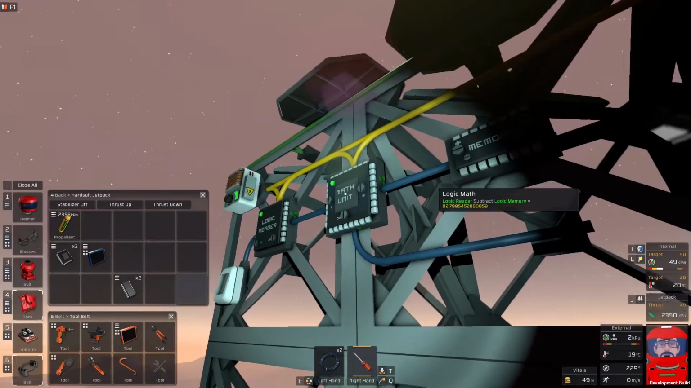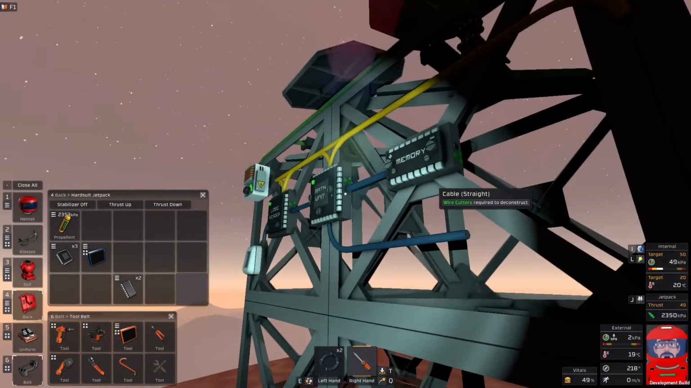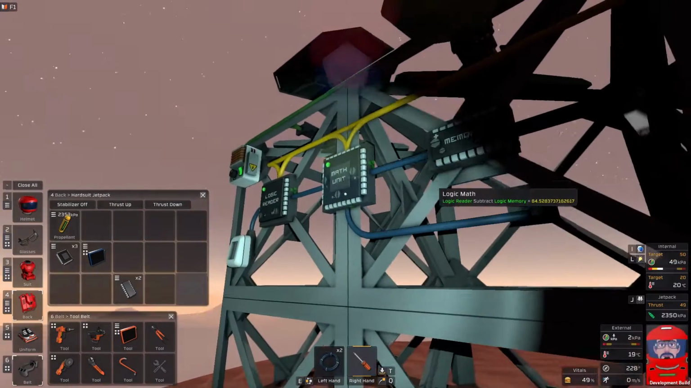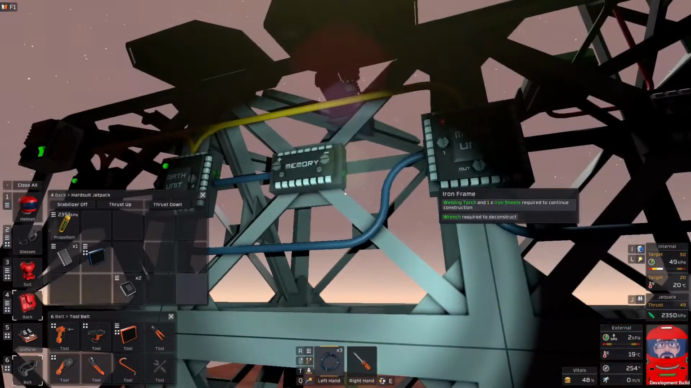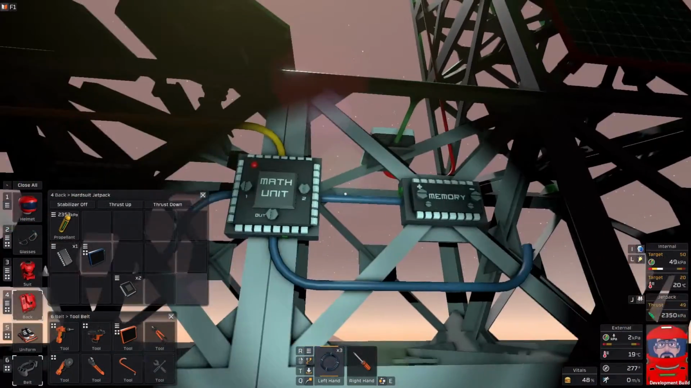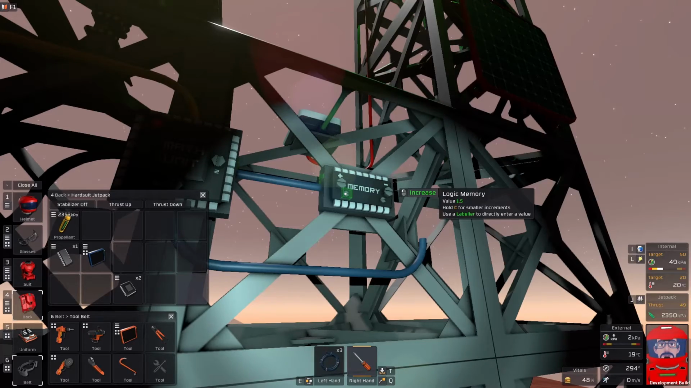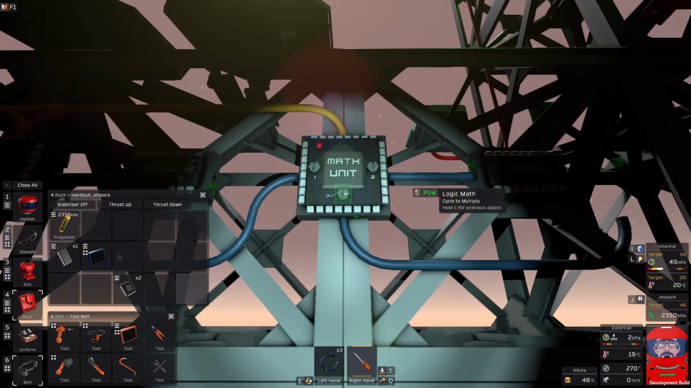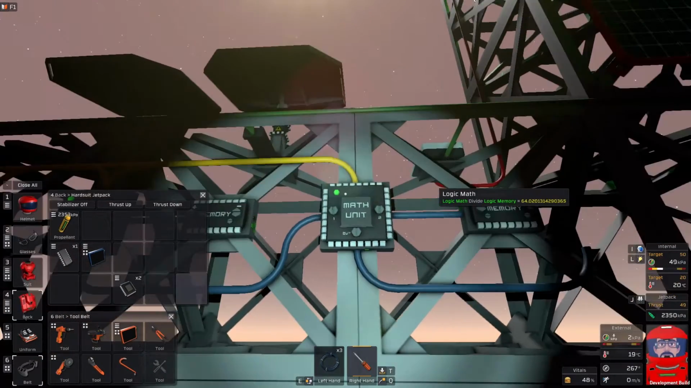Right, so now we want to track it. So for between 15 and 165, we want it to return that number between 0 and 100. So as before, we're just going to divide by 150, or by 1.5. Right, so we just add another math unit. We set it to 1.5, and from the logic math, logic memory, and we're dividing. Right, yeah, there we go.